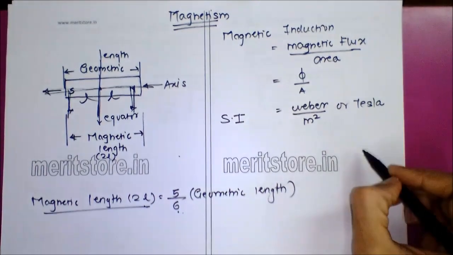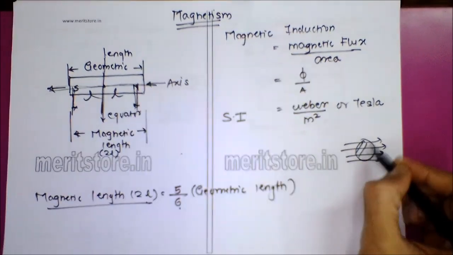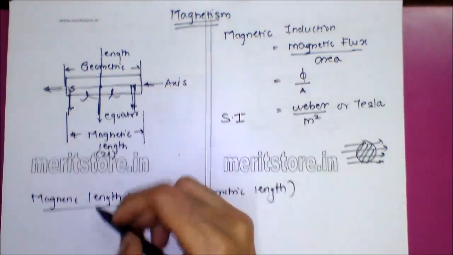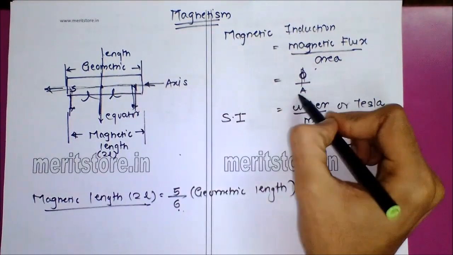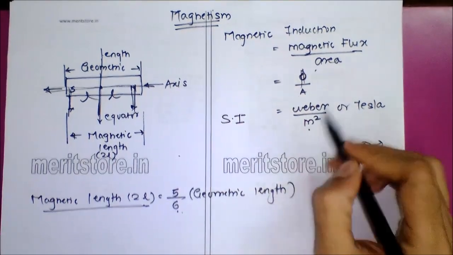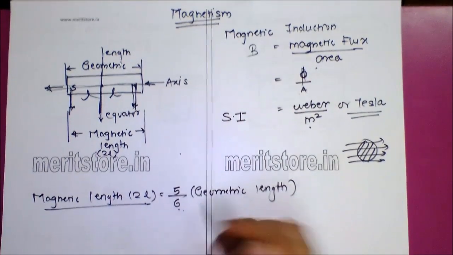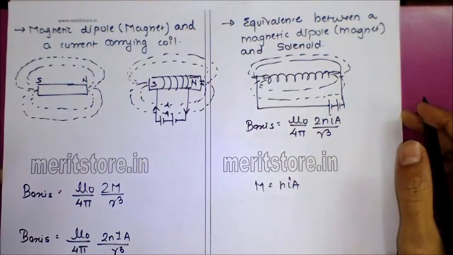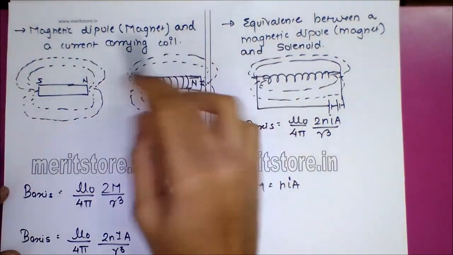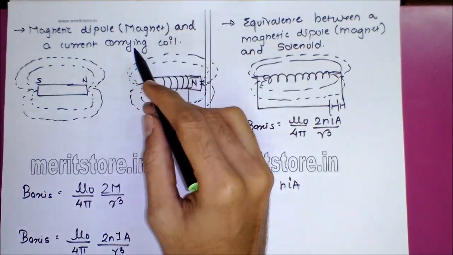Magnetic flux is nothing but the amount of magnetic lines of force passing through the area. It is given by psi upon area. The SI unit of it is Weber per meter square, or magnetic induction B can again be defined in Tesla.